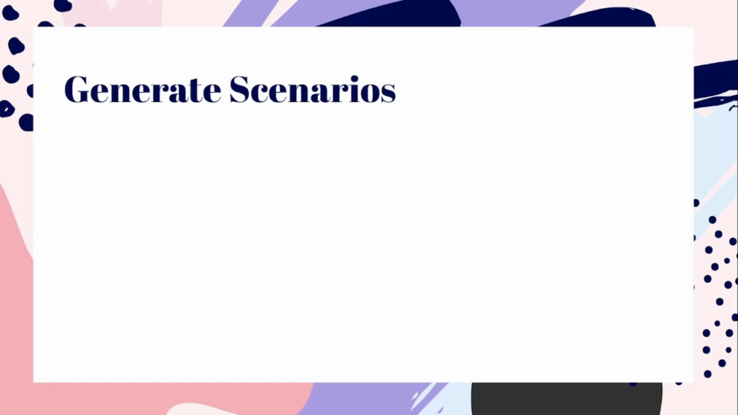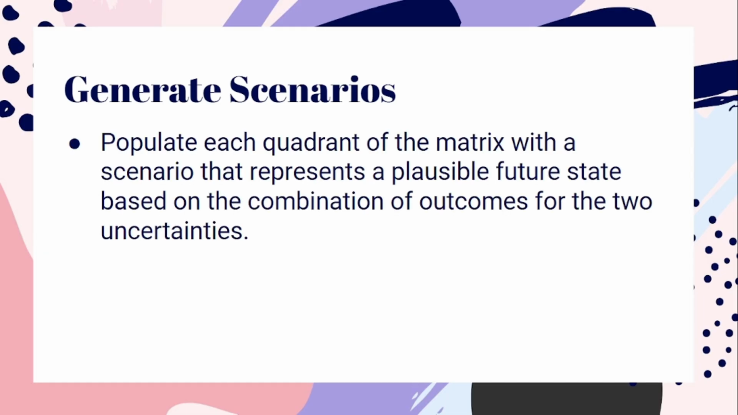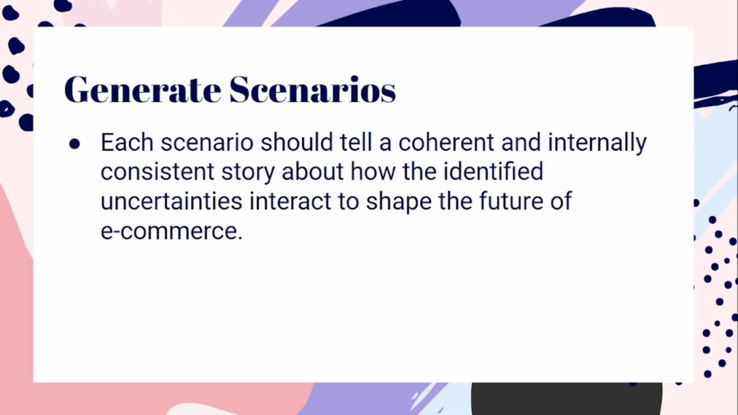Generate scenarios. Populate each quadrant of the matrix with a scenario that represents a possible future state based on the combination of outcomes of the two uncertainties. Each scenario should tell a coherent and internally consistent story about how the identified uncertainties interact to shape the future of e-commerce.